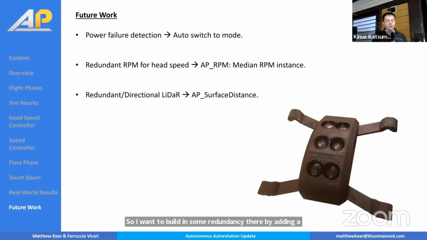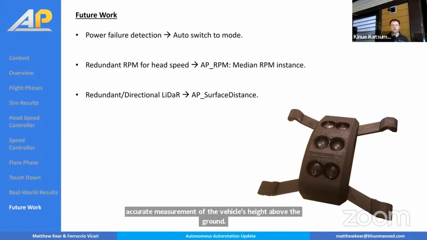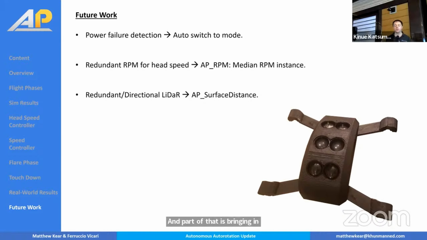In a similar vein, we need an accurate measurement of the vehicle's height above the ground. Part of that is bringing in redundant LiDAR, which we already have to a certain extent, but also direction LiDAR by using median weighting. Some of you may remember that I broke out Copter's surface distance code into its own library, AP surface distance, and that was pre-work for bringing this in.